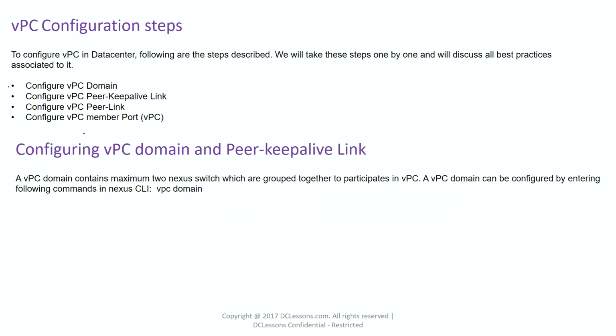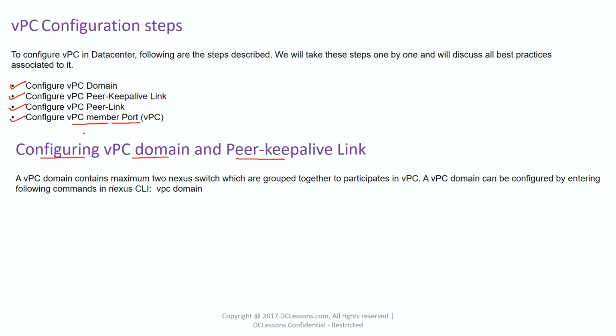So the first part is to configure a VPC domain. Then we have to configure a VPC peer keep alive link. The third one is to configure a VPC peer link, and finally we have to configure a VPC member port. Now, configuring the VPC domain and a peer link.